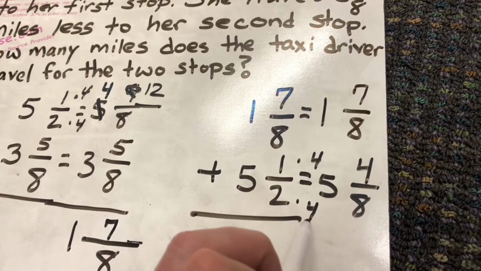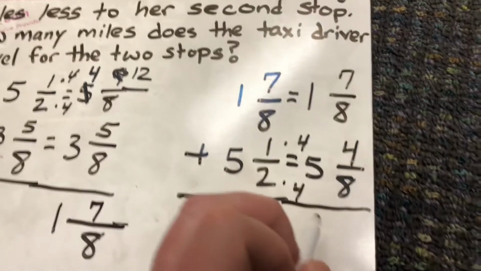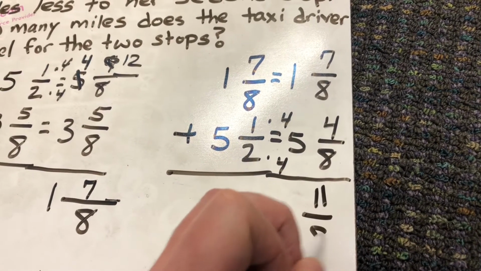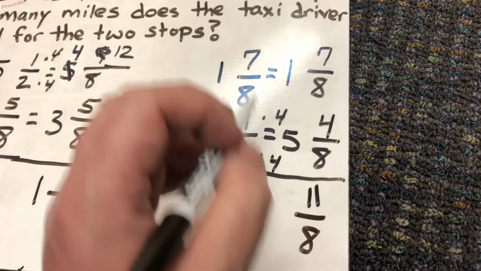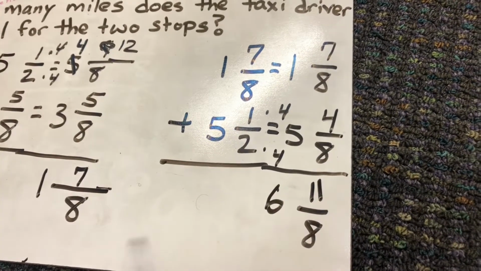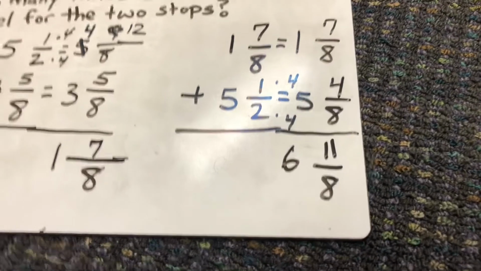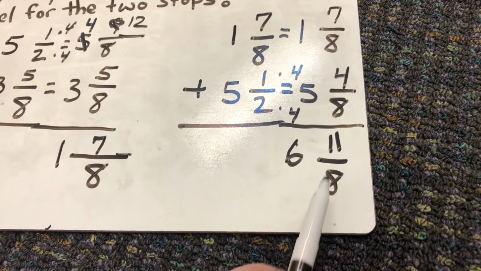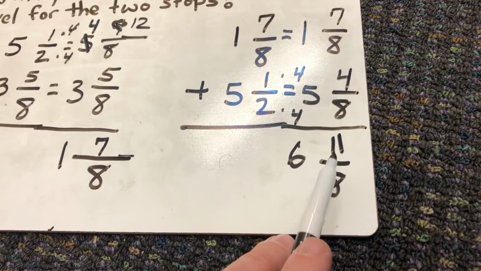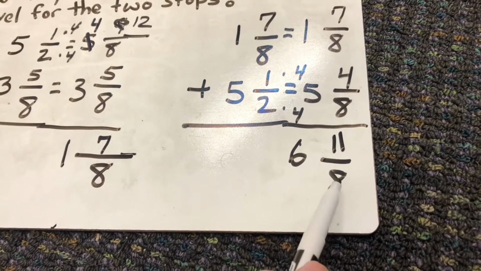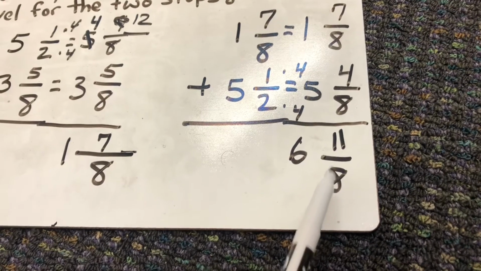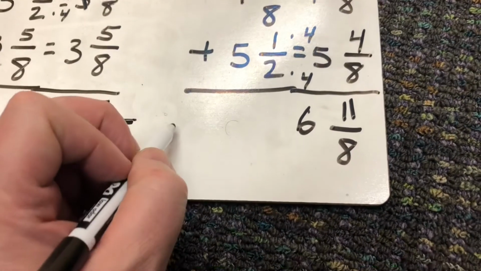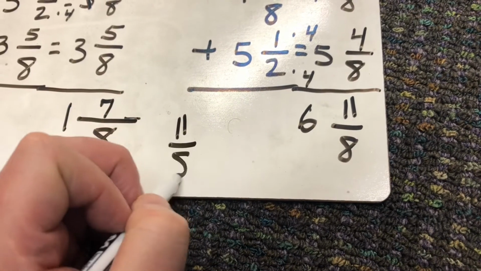Well, 7/8 plus 4/8 is 11/8. And 1 plus 5 is 6. Well, now I've got 6 and 11/8. Well, I can't leave my answer like this. I know that this 11/8, first of all, is in simplest form because the only number that can go into both 11 and 8 is 1. So I just need to take this 11 over 8 and turn it into a mixed number.